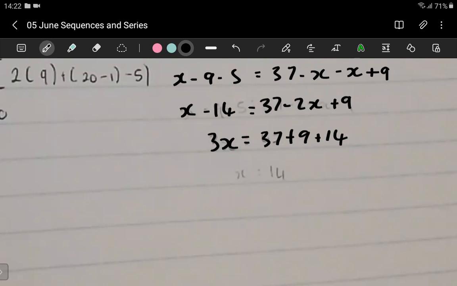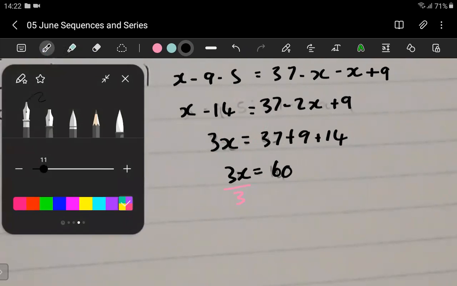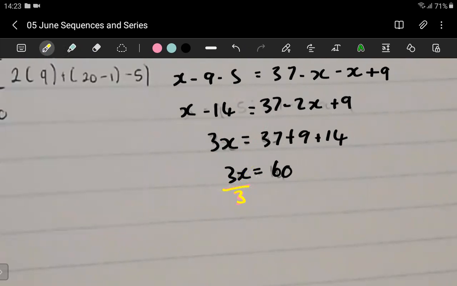37 plus 9 plus 14 is 60. 60 divided by 3. So here it's going to be 60 equals 3x. Whatever, I was close enough. This is 20.